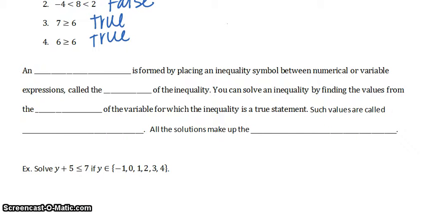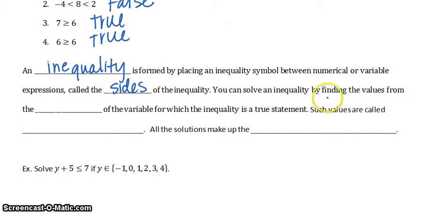All right. An inequality, now getting that word out there, is formed by placing an inequality symbol between numerical or variable expressions called the sides of the inequality. Just like we have two sides to an equation, we have a left side and a right side of the inequality. Instead of an equal sign, it might be a less than or equal to, or a greater than.